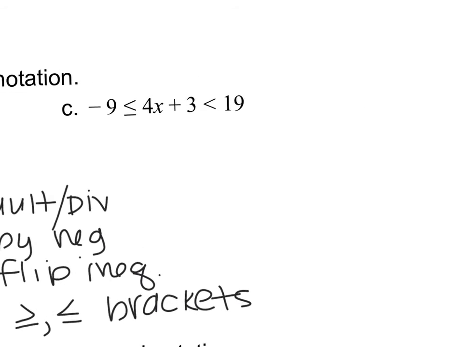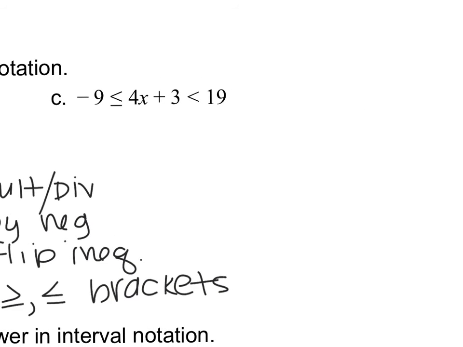The last problem we're going to look at is negative 9 less than or equal to 4x plus 3 less than 19. This would be a compound inequality. So anything I do to isolate x in the middle, I have to do to both ends of my inequality. So the first thing I want to do is subtract 3 from everything. So we're going to end up with negative 12 is less than or equal to 4x is less than 16.